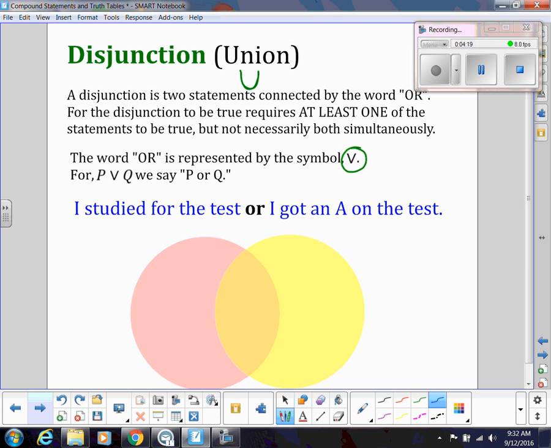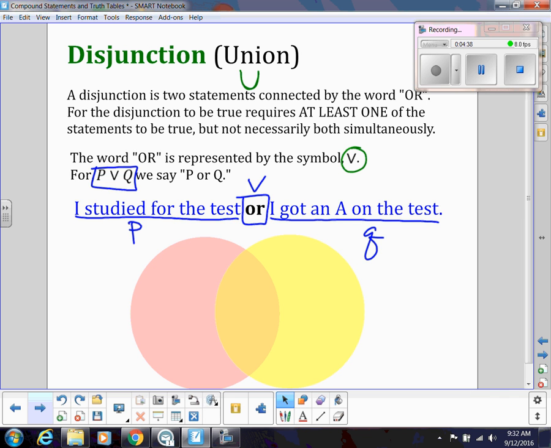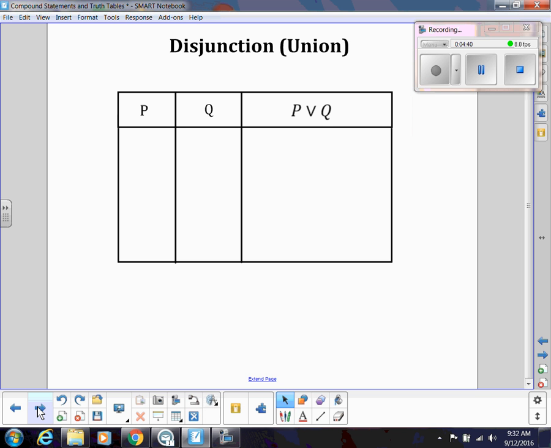Here's how that would look. If I said, I studied for the test, that was my P, and then, or I got an A, that was the Q, here's how we would write that symbolically. That would be P, and then V represents the or. So this is represented by V. So P or Q. So when we do that, remember all of our statements, I could have this one be true, this one be true, this could be true, and this could be false.